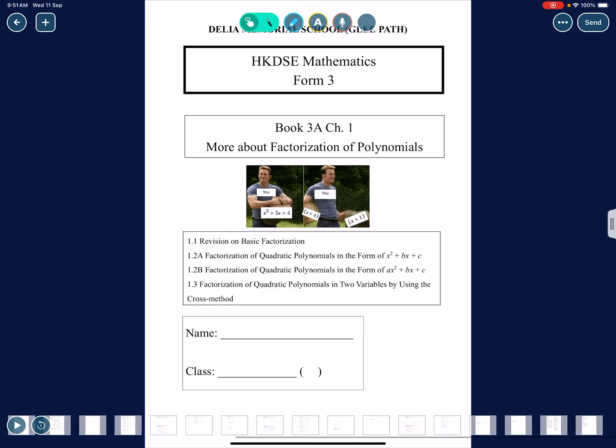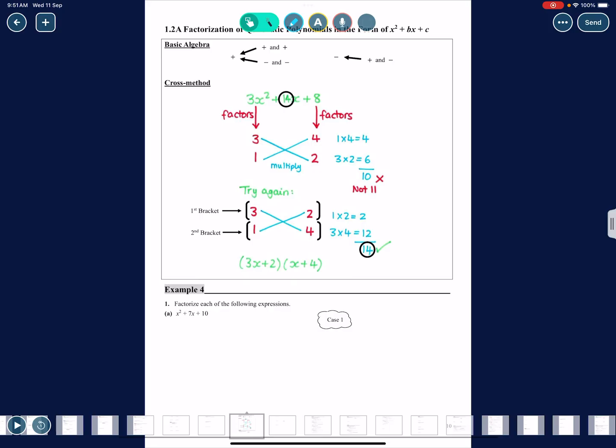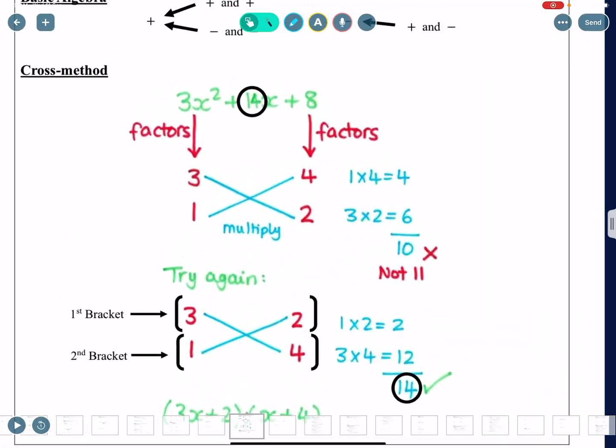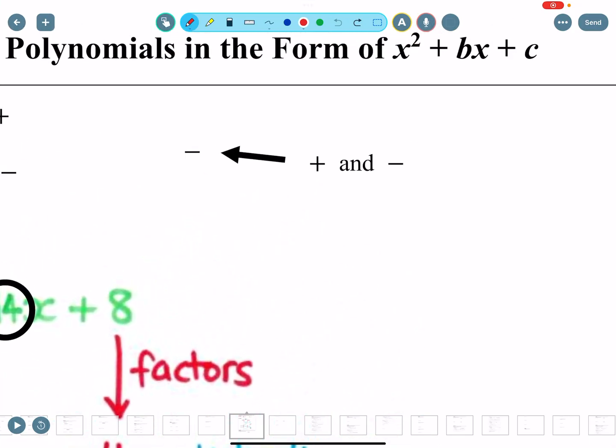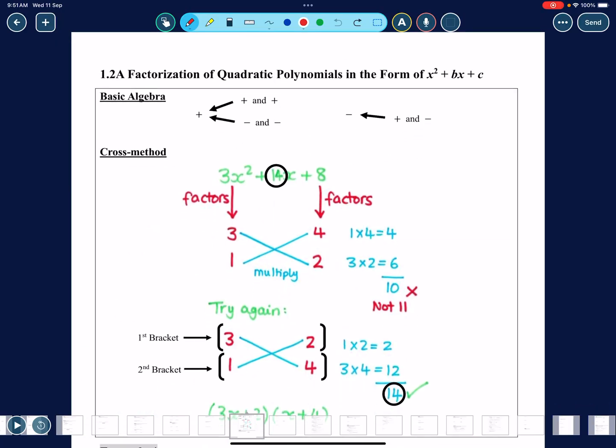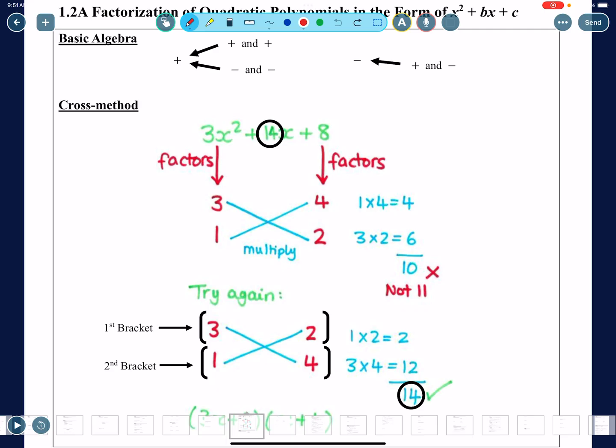Hello, this is a video on the factor method, or factorization by a quadratic polynomial. Quadratic means a power 2 on the equation. Linear is a power 1, like that. So once you have x squared, that's quadratic. You'll know more next year when you're in Form 4.